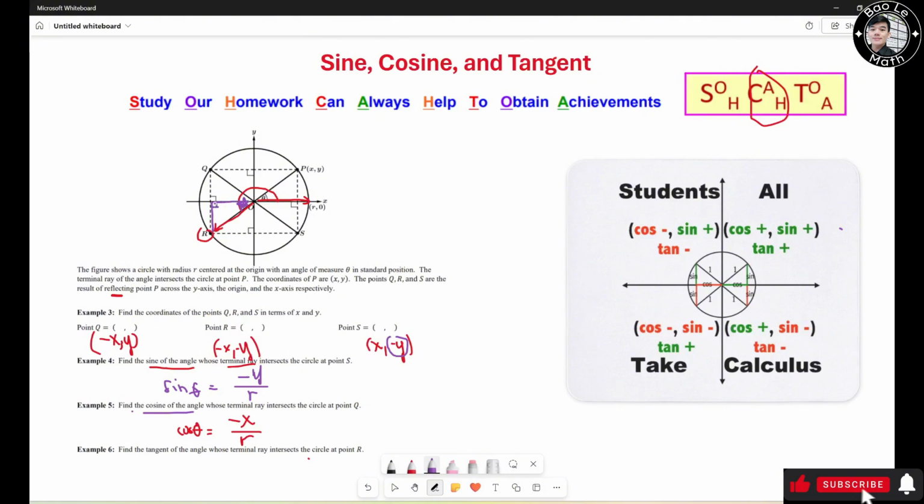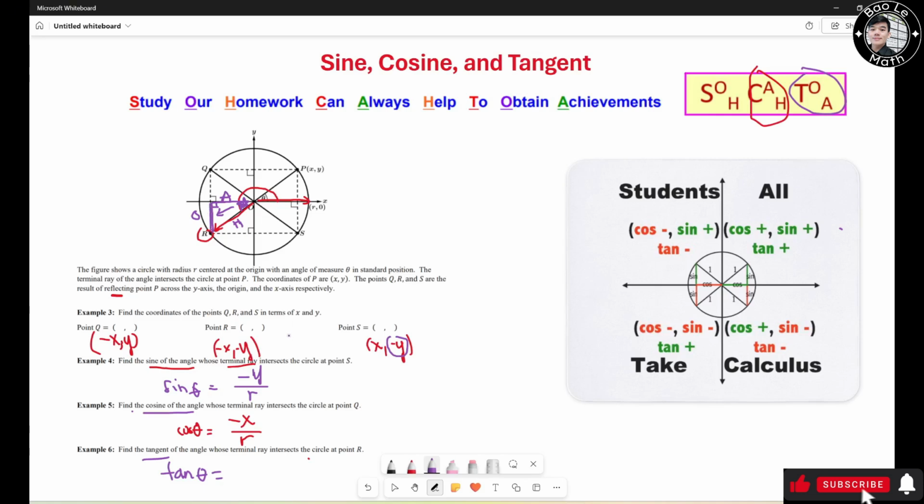So this is the right angle. We draw the arrow. This guy becomes opposite, this guy becomes adjacent, and this guy becomes hypotenuse. Now we need to calculate the tangent. Tangent equals opposite over adjacent. So tangent theta is going to be opposite, which means the y-coordinate of point R. Which means this one right here, the y-coordinate.